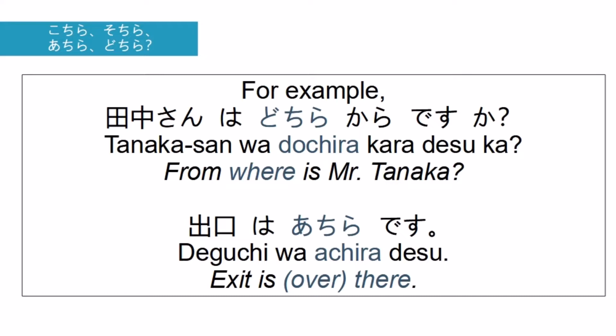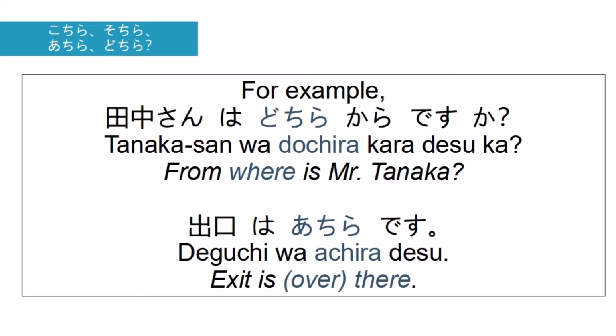Similarly, the kochira, sochira, achira, dochira series is quite similar to the koko series, but the difference is it is giving a sense of direction. If we want to ask or point out which direction it is, then we say, for example, Tanaka-san wa dochira kara desu ka? Which means, where is Mr. Tanaka from? Basically, we are asking for country here. He could say, watashi wa doitsu kara desu, which would mean I am from Germany.